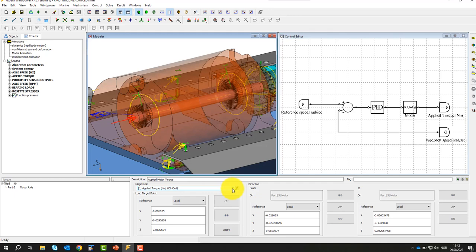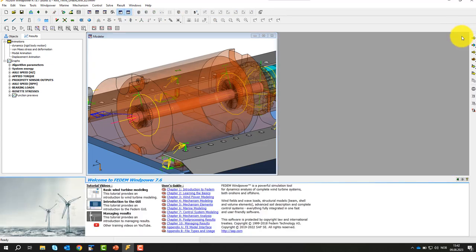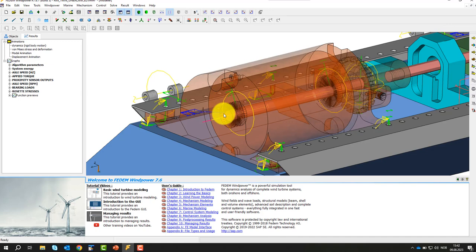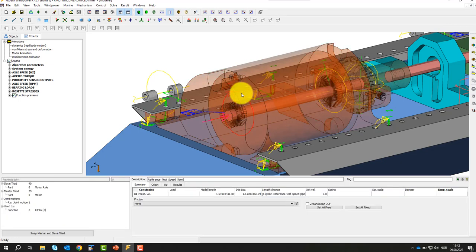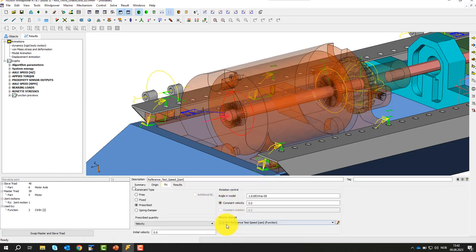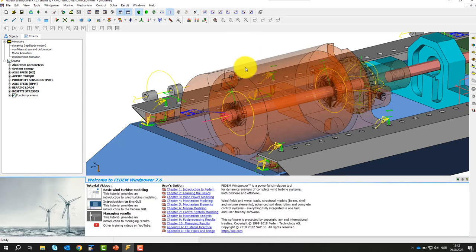When I want to prepare this for digital twin simulations, I select none here because I don't want to use the output from the control system. I simply want to use the measured input rotation from the physical test rig. And then I use this revolute joint instead, and I apply a reference speed here, which is a prescribed velocity. And that is my input.